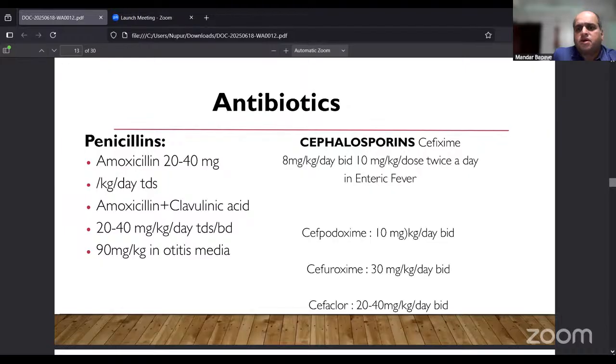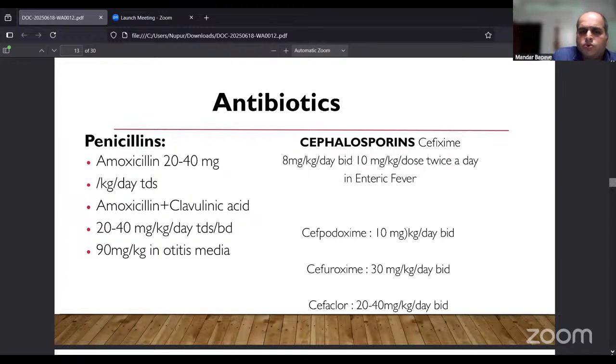Another sister of cefixime is cefpodoxime, which is given 10 milligram per kilogram per day. It covers the gram-positive bacteria, but it is somewhat inferior to the combination of amoxicillin clavulanic acid. There is another wonder drug called cefuroxime, which is used for gram-positive as well as gram-negative. The dose is 30 milligram per kilogram per day in two divided doses. But the main disadvantage of cefuroxime is that the molecule itself is extremely bitter. So the children usually don't accept, and they usually vomit.